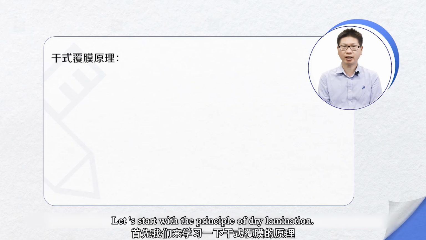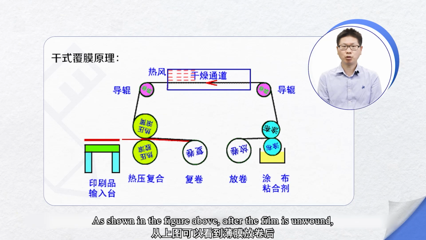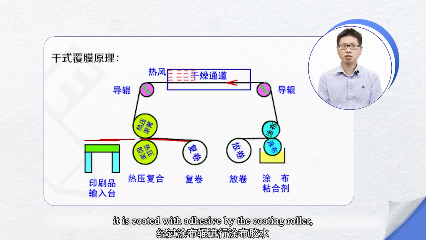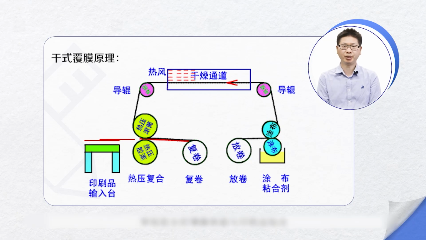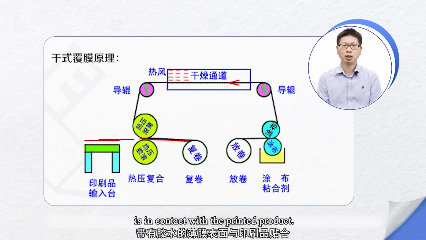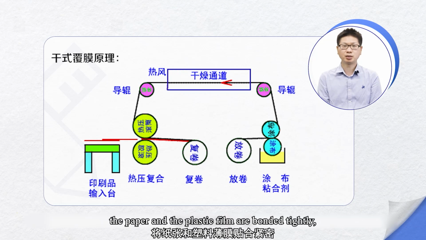Let's start with the principle of dry lamination. As shown in the figure above, after the film is unwound, it is coated with adhesive by the coating roller, then guided by the guide roller into the drying channel for drying. After drying, the film with adhesive on its surface is in contact with the printed product. Under the action of the hot roller, the paper and the plastic film are bonded tightly.